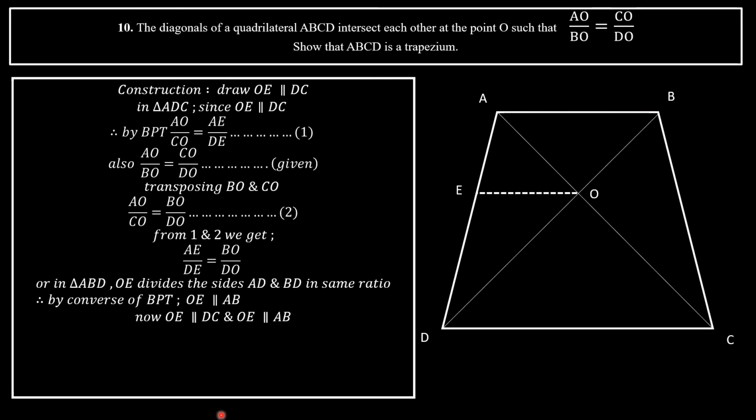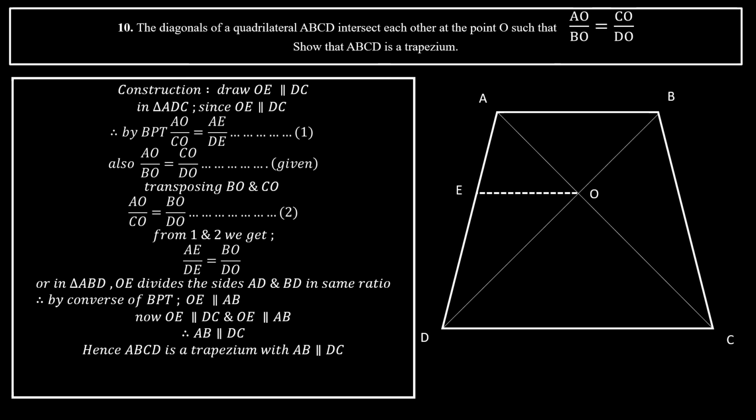So OE is parallel to DC and OE is parallel to AB as well, which means that AB and DC are also parallel. So this proves our question. Means in this quadrilateral we get a pair of opposite sides parallel. AB is parallel to DC, so this is a trapezium, right? Hence ABCD is a trapezium with AB parallel to DC.